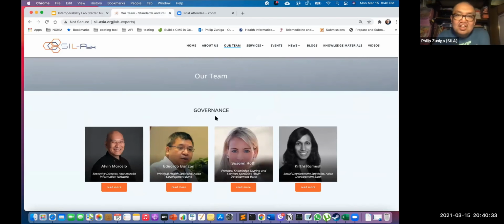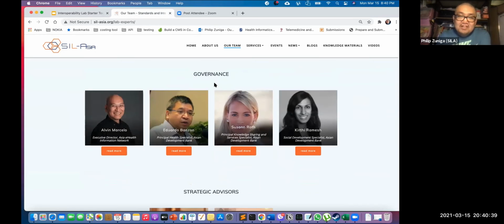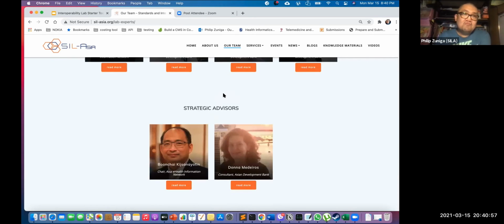So at SIL-Asia, this is our governance structure. We have a governance group that basically helps us define our direction at the lab. As I mentioned earlier, since we are supported and funded by EDB, we have EDB people in our governance structure. So they define our direction. And we have a strategic advisor. We acknowledge AeHIN to be an important partner. Basically, we came from AeHIN. So we recognize that on the strategy level, it is important for us to look at the direction that AeHIN will be giving us.